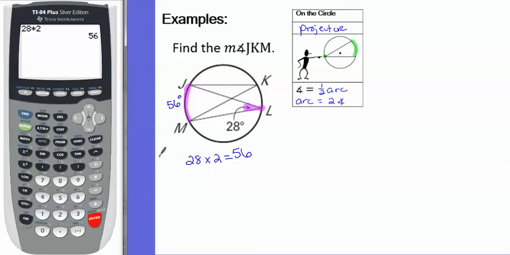Now it didn't ask me about arc JM, it asked me about angle JKM. Now I start at J, I go to K, and back to M. So I would be shining on the same exact arc as 56. So when I pull that back, 56 divided by 2 is 28. So this happens to also be 28. So let's look at the next example.